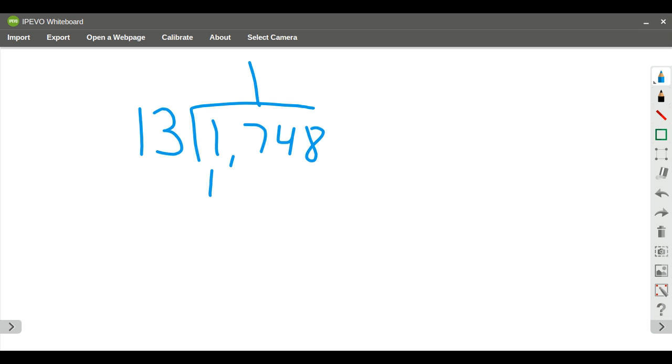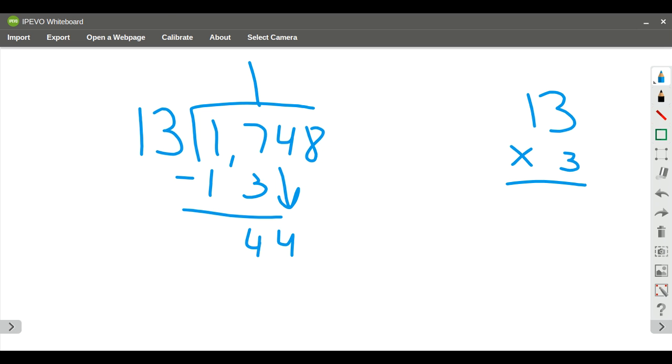Then we'll multiply. 13 times 1 is 13. Subtract. I'm left with 4. I bring down the 4. Now I'm going to have to think about where 13 times what's going to give me 44. So I'm going to try 13 times 3, because I think if I did 13 times 4, it would be greater than 44. So 3 times 3 is 9. 3 times 1 is 3. 39 is really close to 44 without going over.